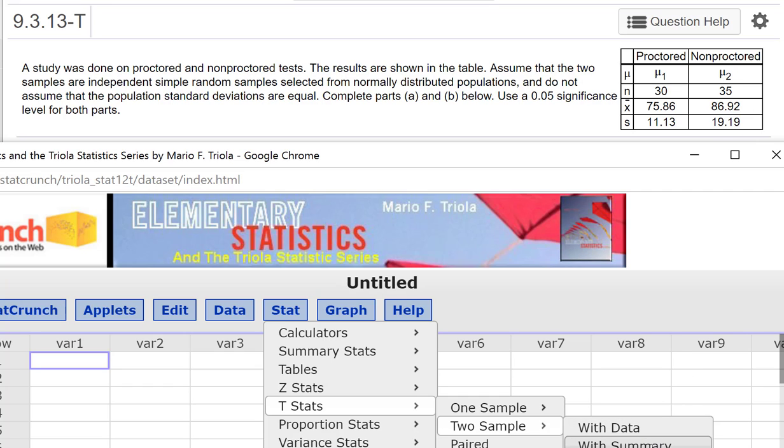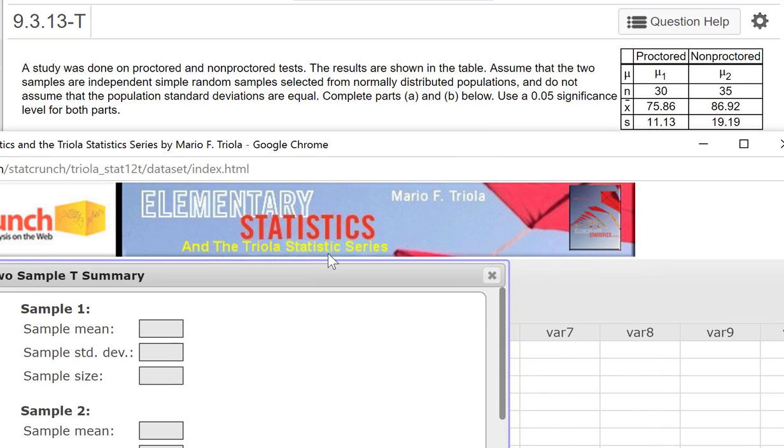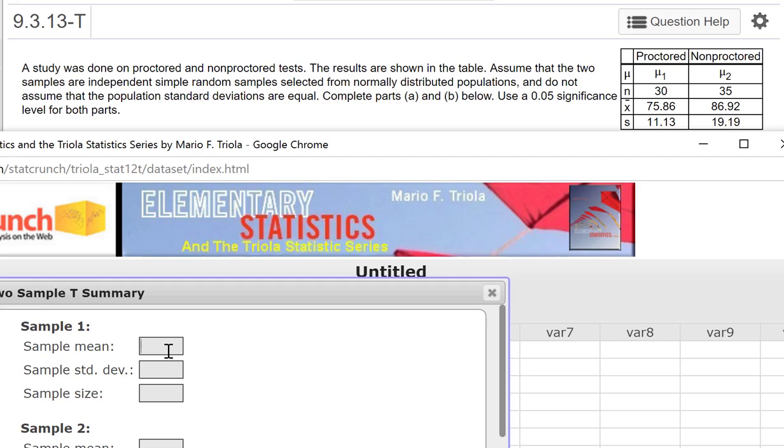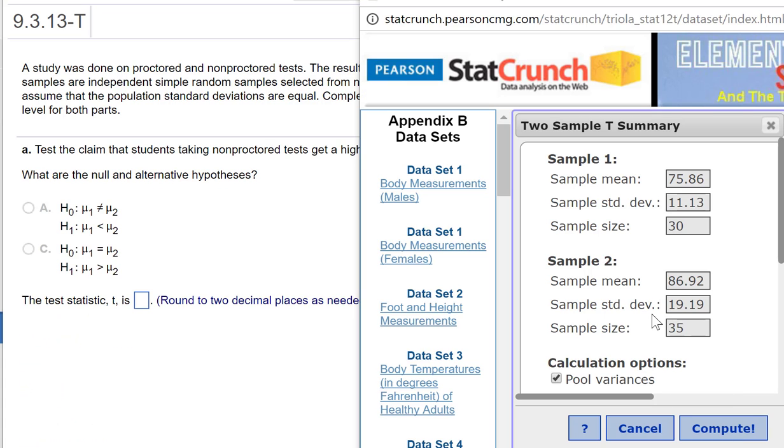If I were given the raw data, I'd go to data. Okay, and now let's type in mean 1. The sample mean 1 is 75.86. The sample standard deviation of mean 1 is 11.13. And the sample size is 30. Do the same thing for sample 2. Okay, so there's the sample for mean 2.